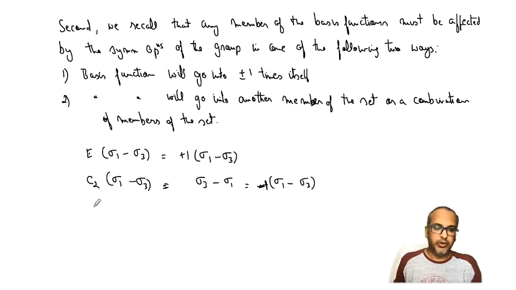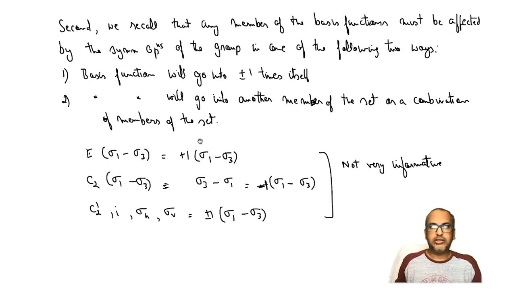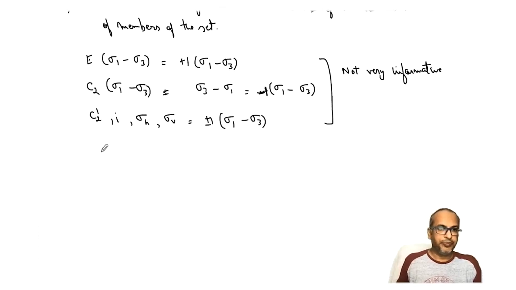So this is not very informative because you're getting the same function back. And similarly, if you keep on doing this, C2 prime, i, sigma h, sigma v, all of this will give you either plus 1 of sigma 1 minus sigma 3 or minus 1 of sigma 1 minus sigma 3. So it will give you plus minus 1 times sigma 1 minus sigma 3. So this is not very informative, right?